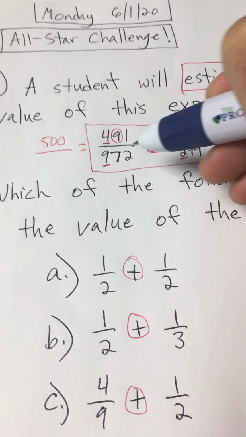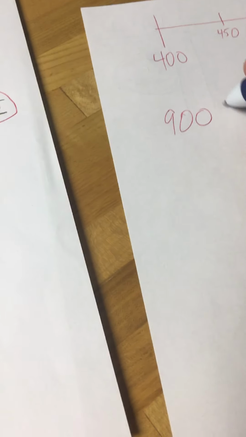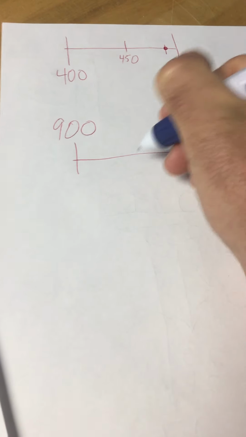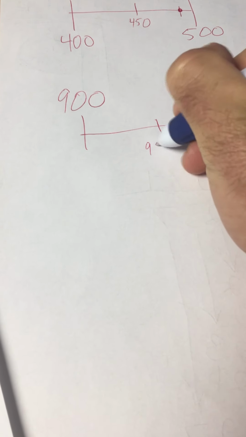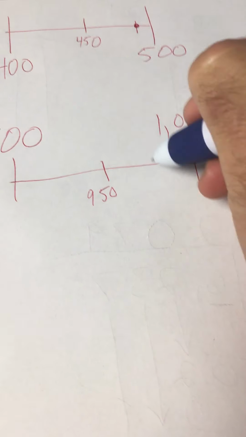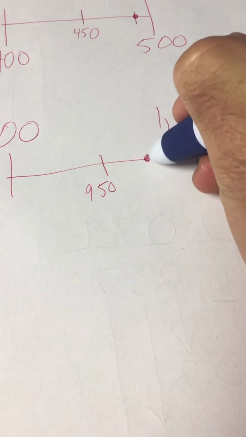Then we're going to look here at the hundreds place, and we're going to round this. Is it closer to 900? Let's see, make a number line. Or is it closer to the next 100, which would be 1,000? Right in the middle is 950. So if it's less than 950, it's closer to 900. If it's more than 950, it's closer to 1,000. Okay? So let's see, it's 972. So that's closer to this side. So it's actually closer to 1,000.